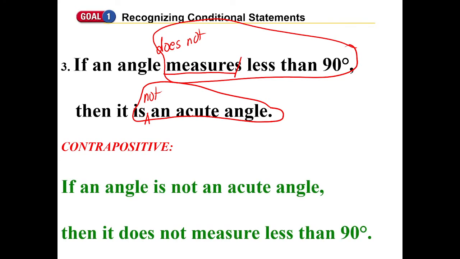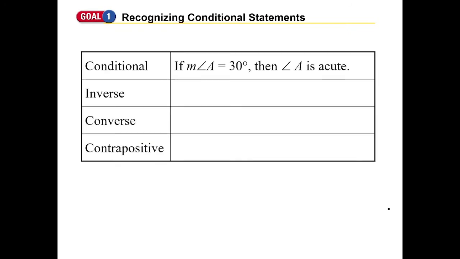Okay, that's totally right. If an angle is not an acute angle, then it does not measure less than 90 degrees. So mao ni gitawag nato contrapositive. Okay. Who can give me the inverse? Unsa to inverse? Butangan og not.